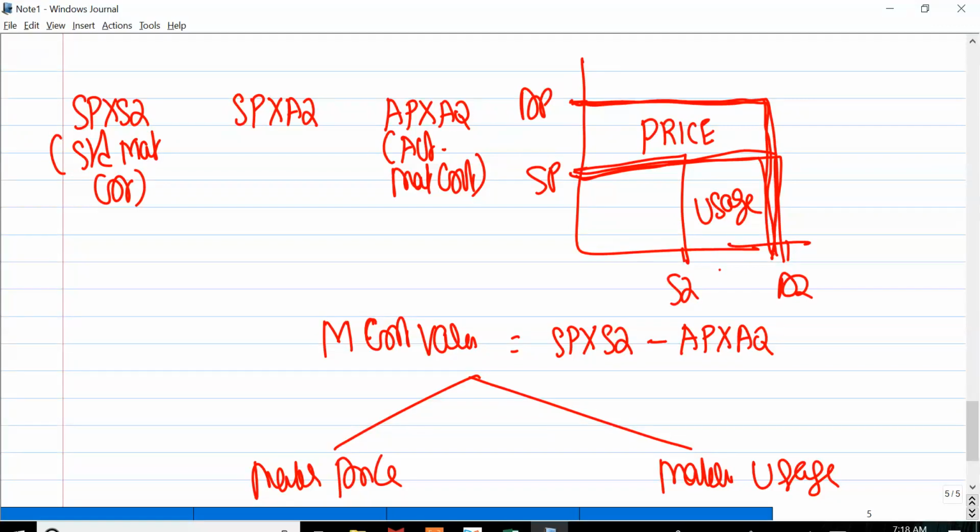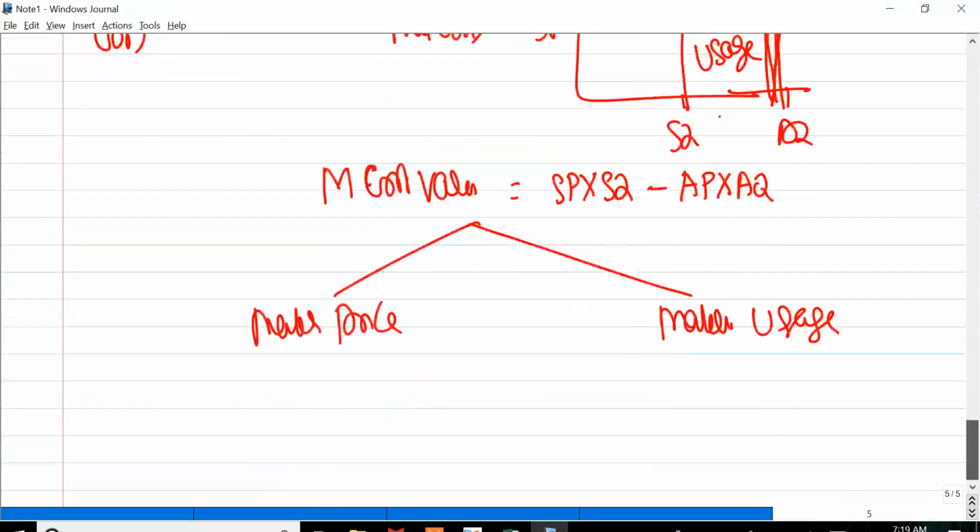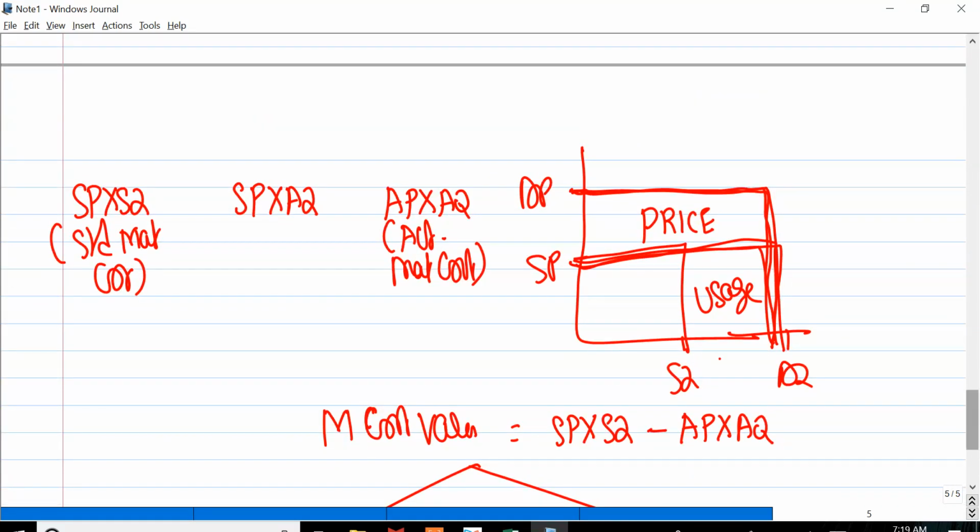So SP into SQ, SP into AQ, AP into AQ. Any doubts on this? That is your computation table. From the chart I get the computation table, and parallelly I also get the formulae. Material cost variance is SP into SQ minus AP into AQ. Price variance, I have not written the formula, but you can see the chart and tell me the formula. SP into AQ minus AP into AQ.